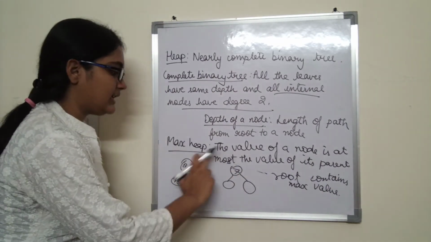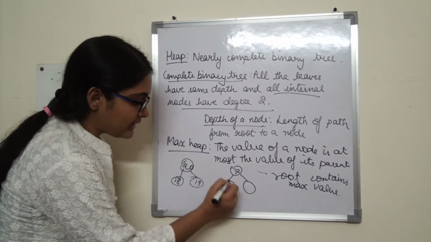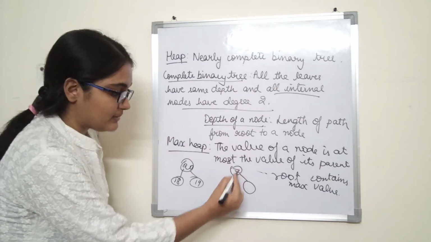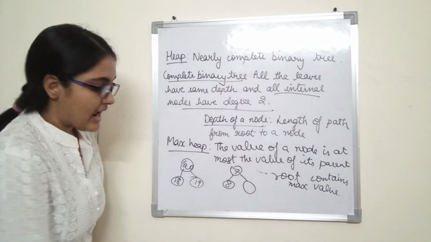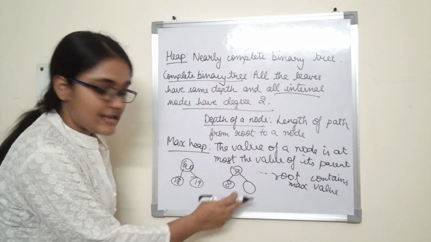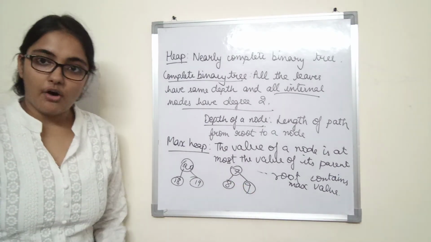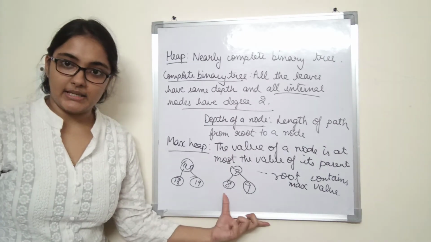So you write min heap and at least here. So the value of a node is at least the value of its parent. At least it has to be 7. It can be greater than this. At least it has to be 7 and it can be greater than this. Let us say 9. So this is a min heap.